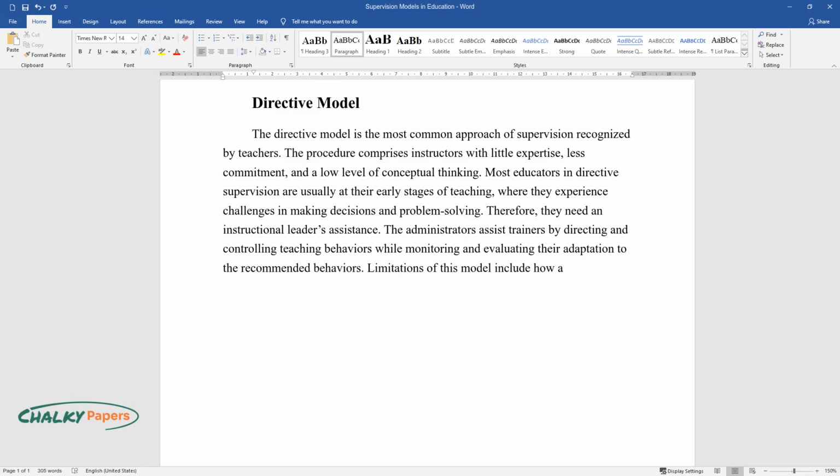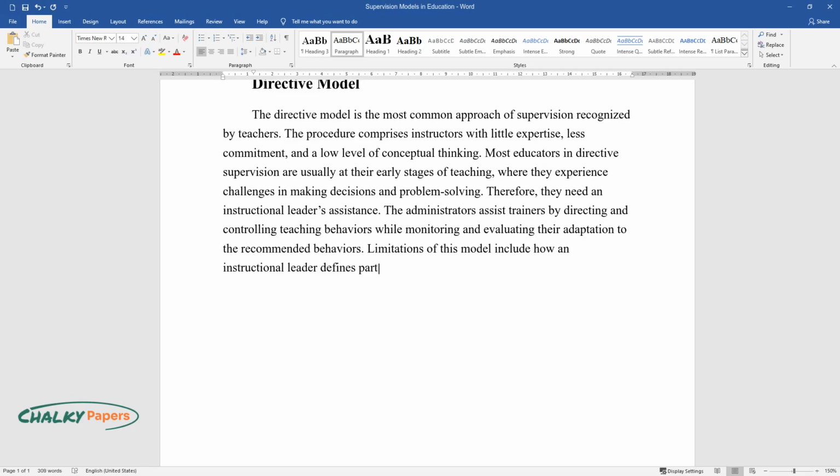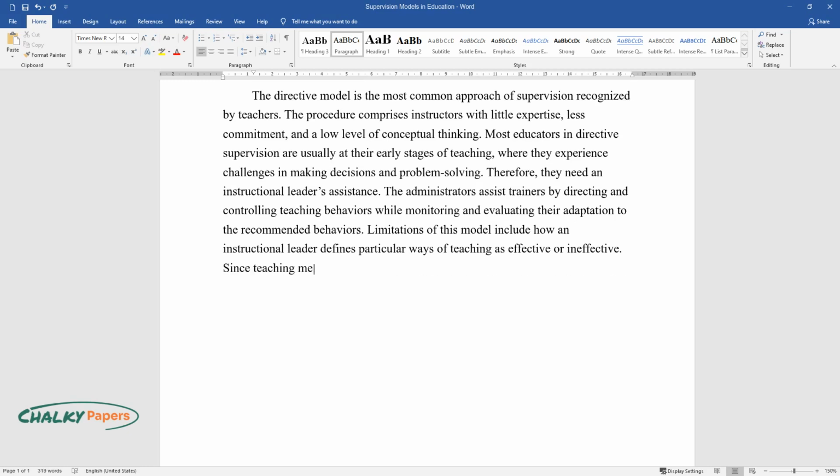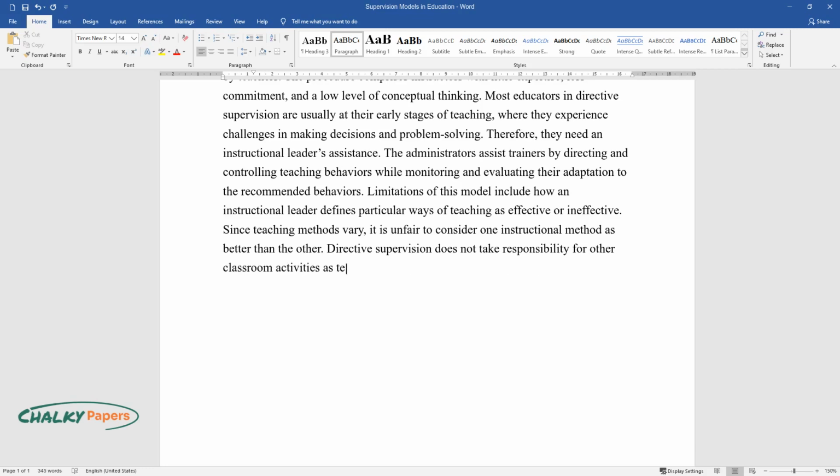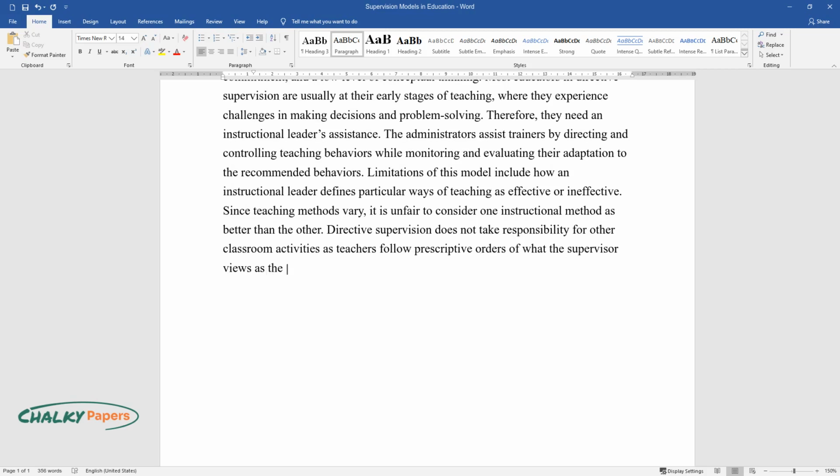Limitations of this model include how an instructional leader defines particular ways of teaching as effective or ineffective. Since teaching methods vary, it is unfair to consider one instructional method as better than the other. Directive supervision does not take responsibility for other classroom activities, as teachers follow prescriptive orders of what the supervisor views as the best approach.